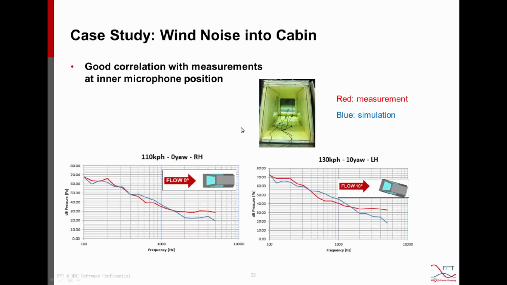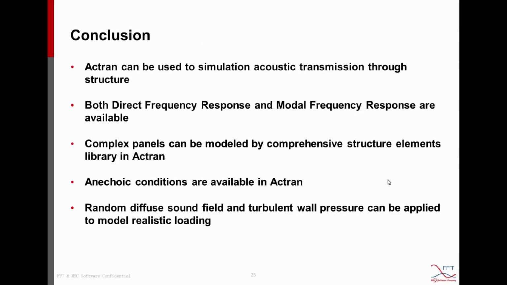microphone positions. The measurement was done for 2 different wind speeds, one at 110 km per hour and another at 130 km per hour, with 2 flow directions, one at 0 degree and one at 10 degree. And for both cases, we obtained a relatively good correlation. So this is the last case of my presentation.